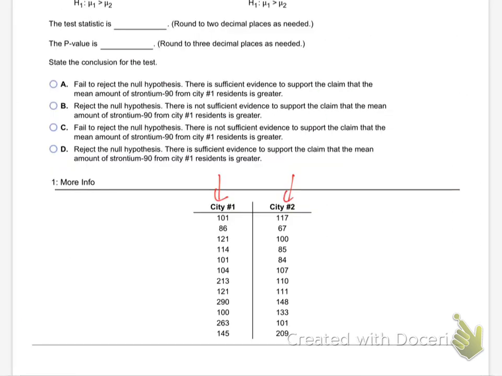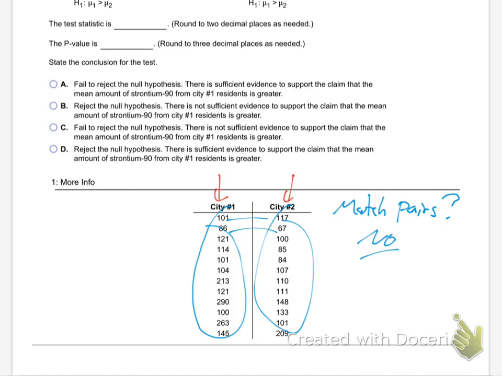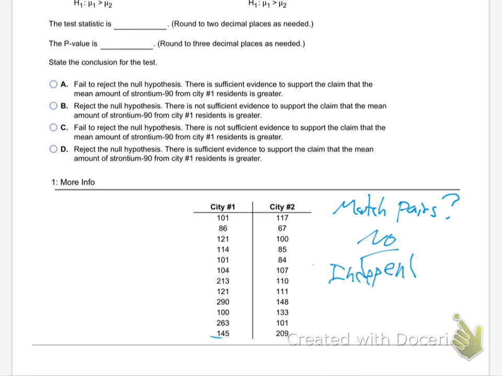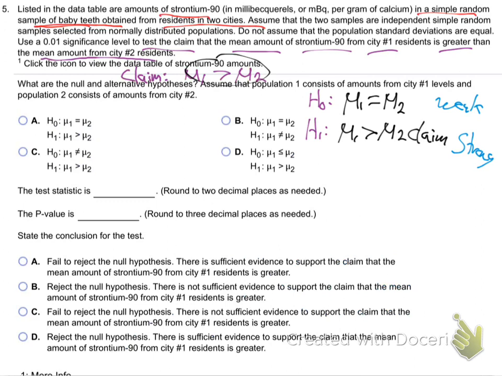Okay, so now this data, here's a case where you might get confused and think, hey, maybe that data is matched pairs. No, it's not matched pairs. Why? This is just a bunch of people from City 1 and a bunch of people from City 2. This isn't like husband and wife teeth or couples teeth, there's no matching of any kind. They're just 2 totally independent samples. So, no, it's not matched pairs. These are independent samples.